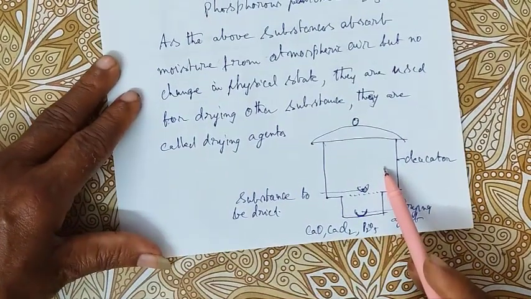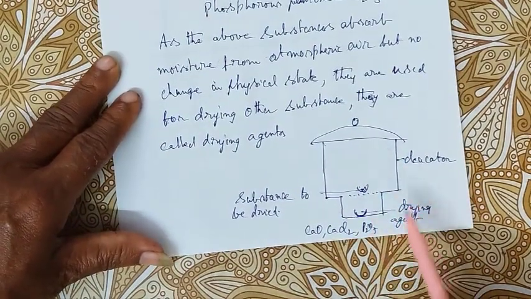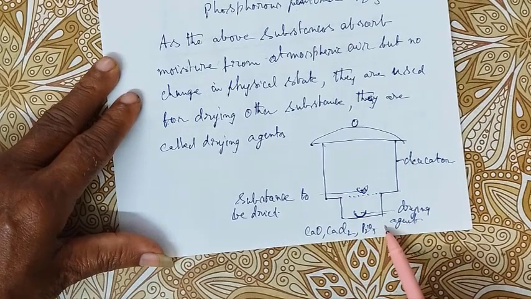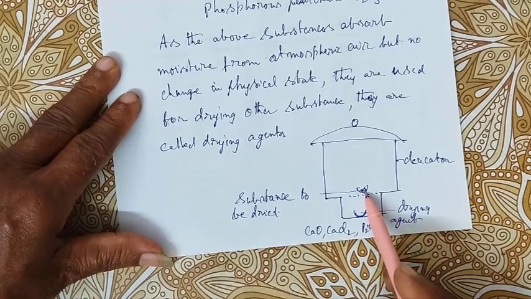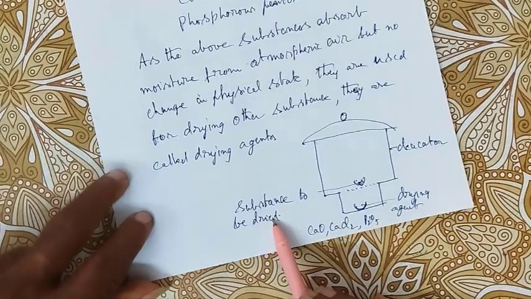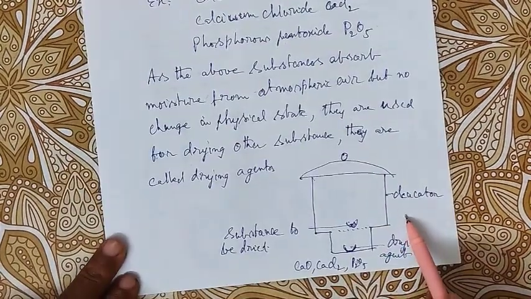So this is a desiccator, which is used for drying of substances. Here drying agents like CaO, CaCl2, P2O5, etc. are kept, and here is the substance which is to be dried. This instrument is known as a desiccator.